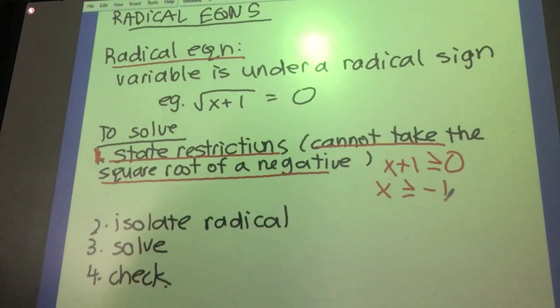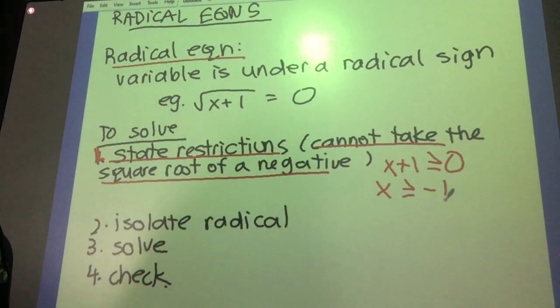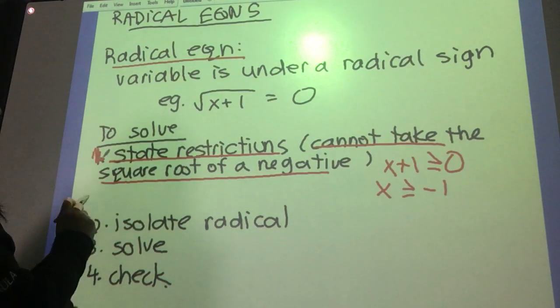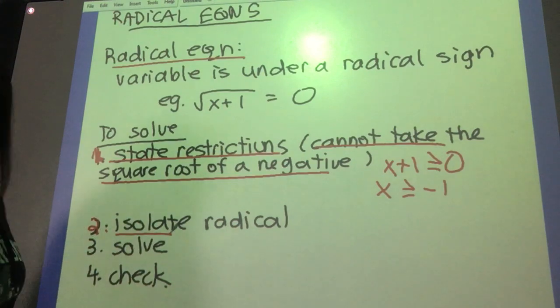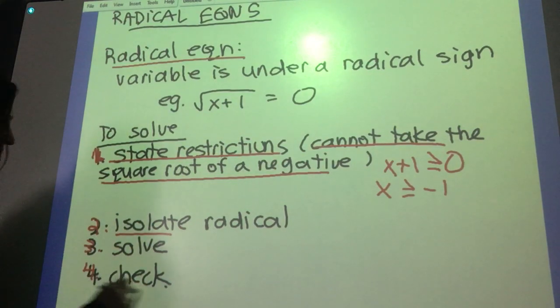You kind of treat it like an equal sign, but like I said, you should know that coming into grade 11 pre-cal. That's going back quite a few years in math, working with inequalities. So step number 1, state the restrictions. Step number 2, you're going to isolate the radical. Step number 3, you're going to solve. And number 4, check.